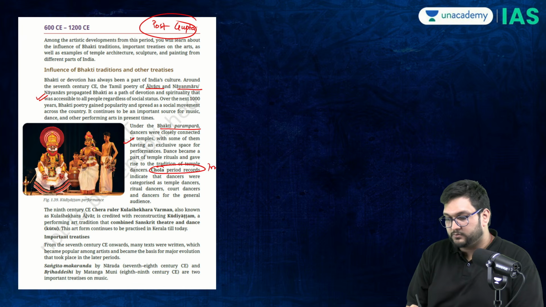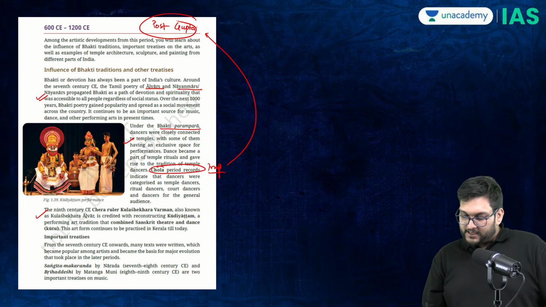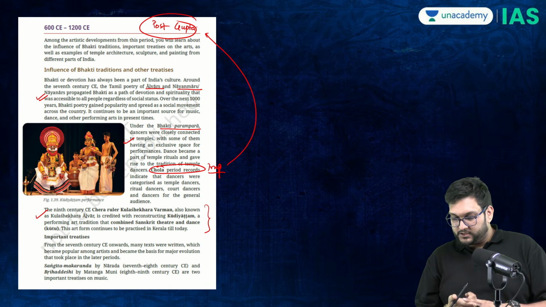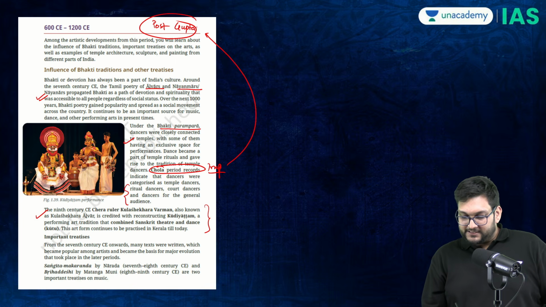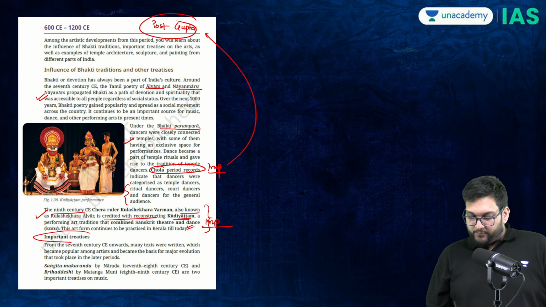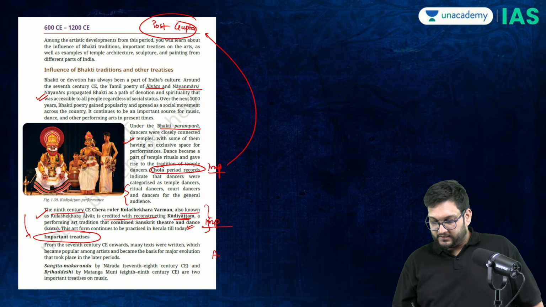The most important contribution in the post Gupta period is Chola. Here they talk about how Cholas constructed multiple temples and court dancers were given patronage. A 9th century Chera king is mentioned as credited with reconstructing Kudiyattam, which is a very important Sanskritic form. Then again, important treatises which were written during this period about art are mentioned.